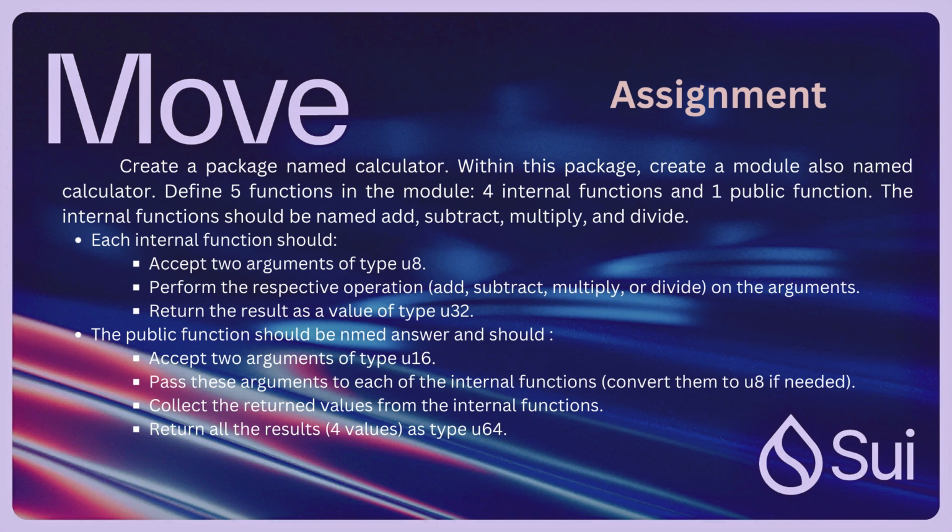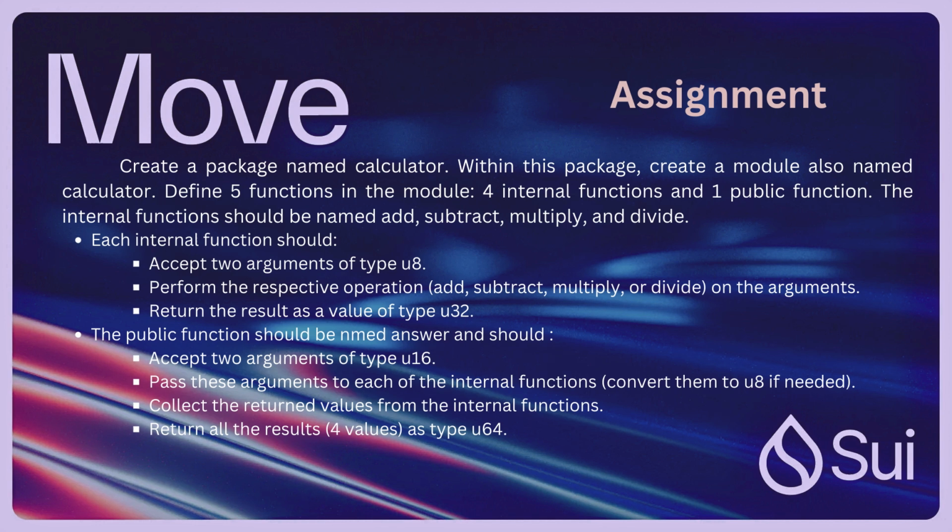What the add function should do is add the 2 values together. If you call them num1 and num2, it should add num1 and num2 together, then return it as type U32. So remember you pass in arguments of U8, but I want you to return it as U32. Same as the subtract function: subtract the 2 values, return it as type U32. Same as divide and multiply.